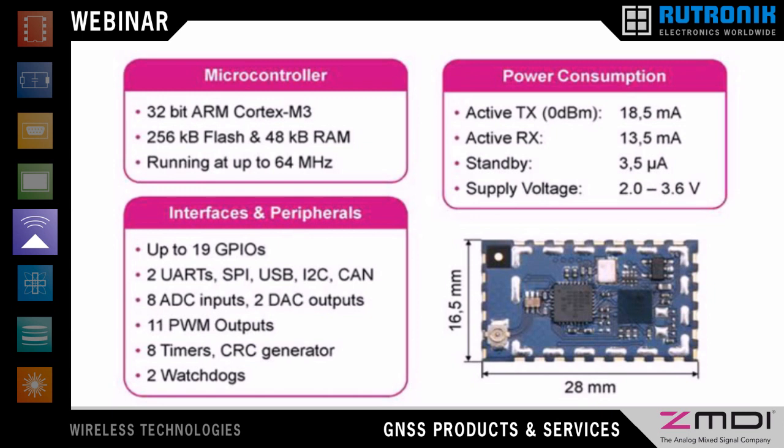The microcontroller gives a large possibility of interfaces and peripherals. We have up to 19 GPIOs, 2 UARTs, SPI, USB, I2C, and a CAN bus interface. We also have 8 ADCs and DACs, 11 PWM outputs. We have timers, CRC generators, and we have 2 watchdogs.